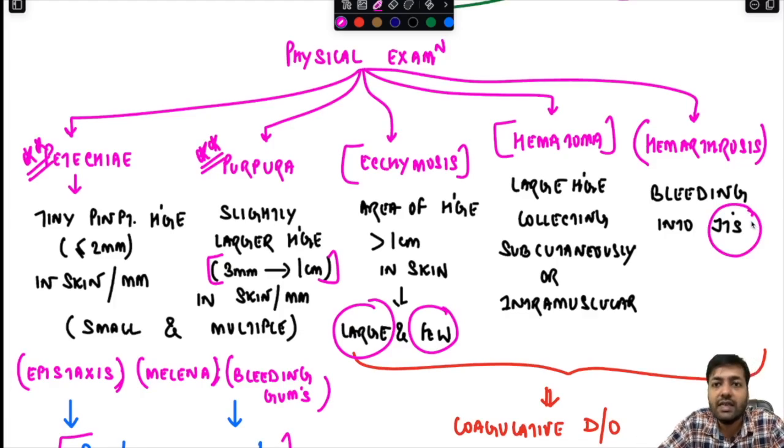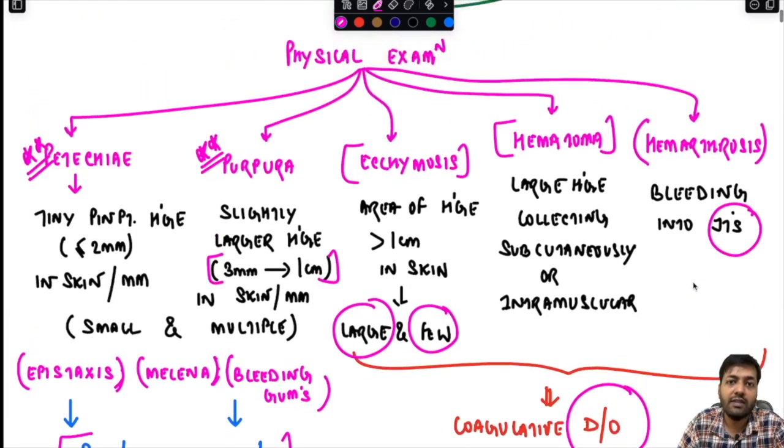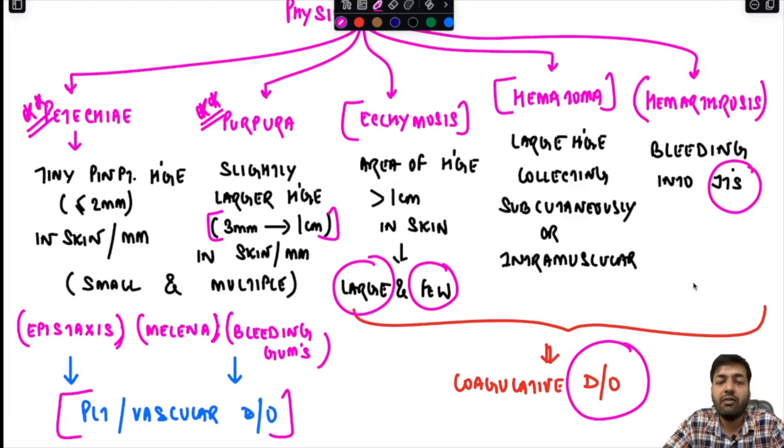So whenever you see hematoma, okay, there is a large hemorrhage subcutaneously, or there is a collection of blood inside the muscles, intramuscular hematoma or subcutaneous hematoma, or you come across hemarthrosis or ecchymosis, then they are suggestive of a coagulative disorder. So this is how by physical examination you can differentiate between bleeding because of a platelet vascular disorder or bleeding because of a coagulative disorder.